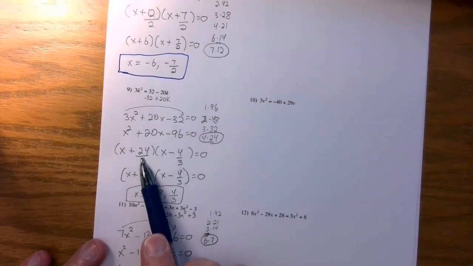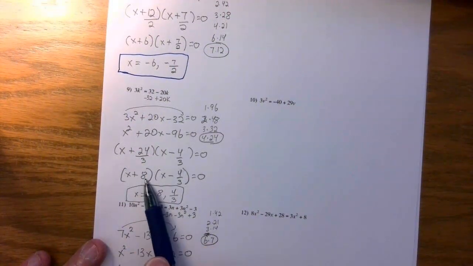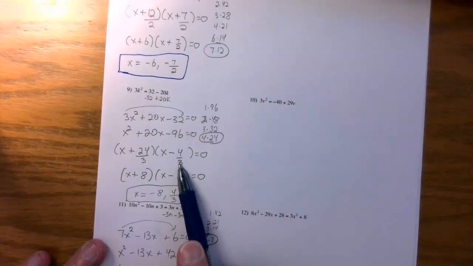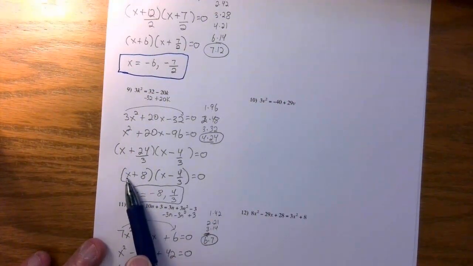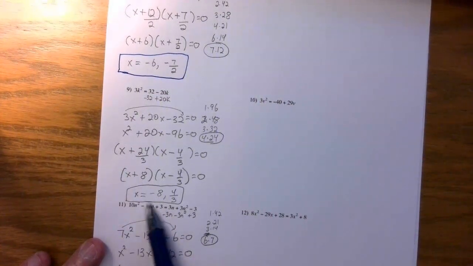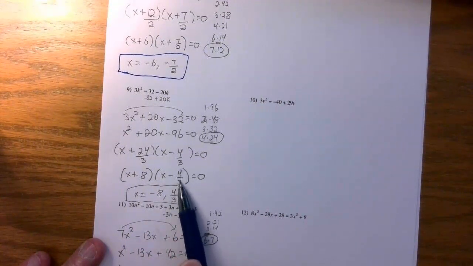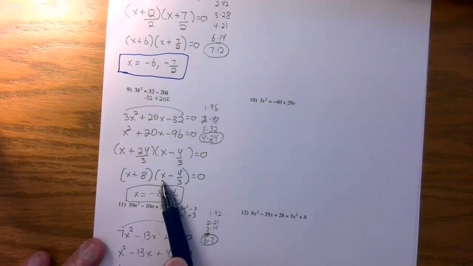All right, 24 divided by 3 is 8. Go ahead and simplify that one. This one, just leave it alone. x minus 4/3. All right, so our answer then is easy to see because this equals 0. So either this one, x plus 8, is 0, which means x can be negative 8. Or x minus 4/3 is 0. So x could be 4/3, okay?